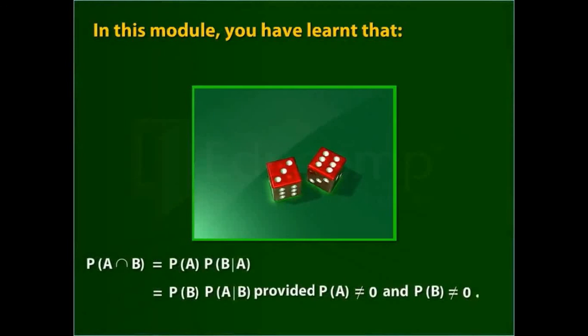In this module, you have learnt that multiplication rule of probability states that probability of A intersection B is equal to probability of B when A has already occurred into probability of A, which is further equal to probability of A when B has already occurred into probability of B, provided probability of A is not equal to 0 and probability of B is not equal to 0.